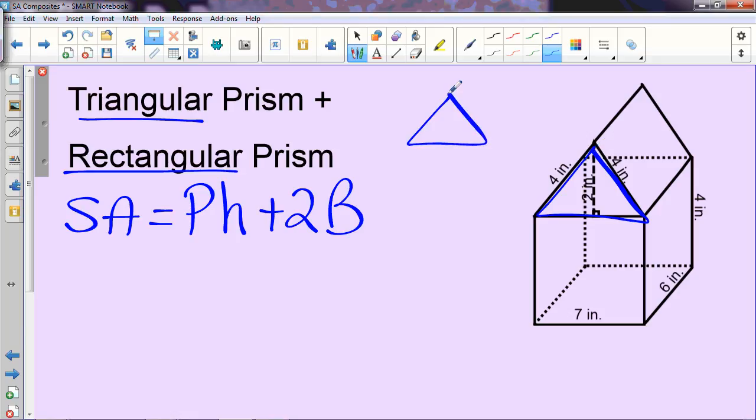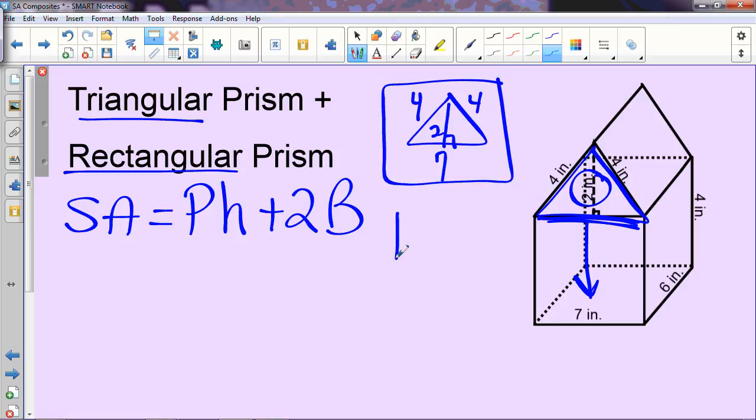Capital P and B are both coming from the triangle, so let's set up the dimensions of our triangle. I can see that both of the sides are 4, and then I don't know what this last length is, but I do know that the front piece is a rectangle, so it must be 7. Height of my triangle, 2. So this basic two-dimensional triangle is where all of your P and B information is going to come from. Perimeter is adding up all the sides, so 7 plus 4 plus 4. 4 and 4 make 8. 7 plus 8 gives me 15.